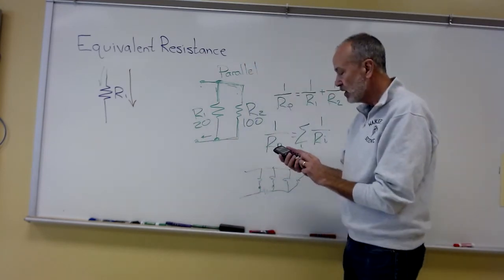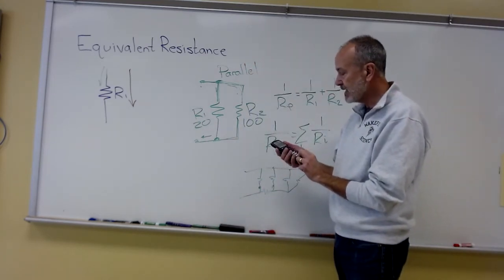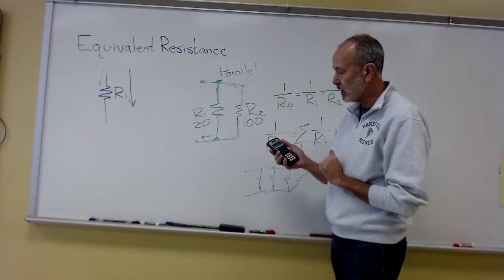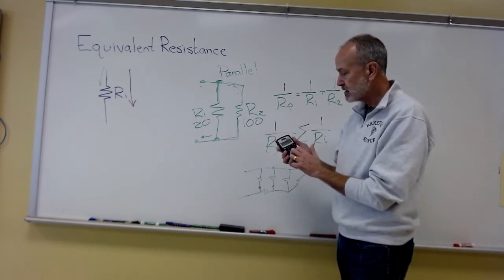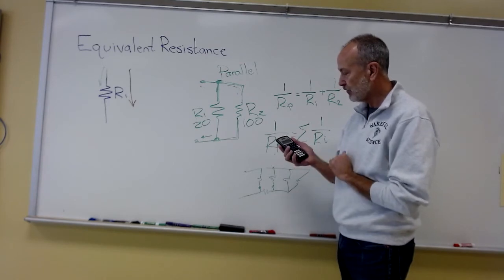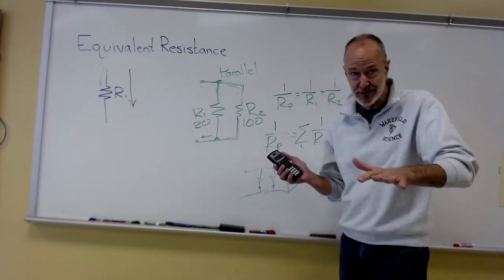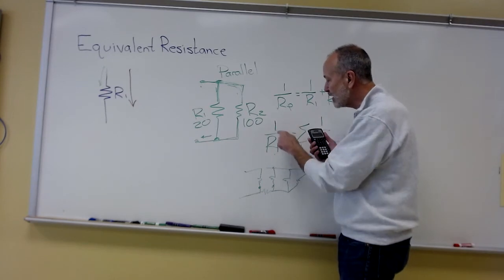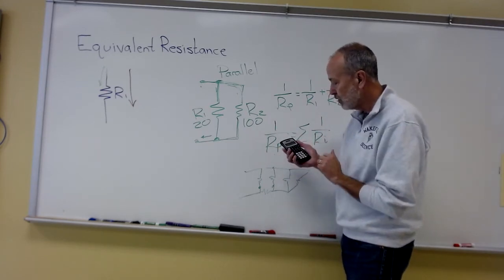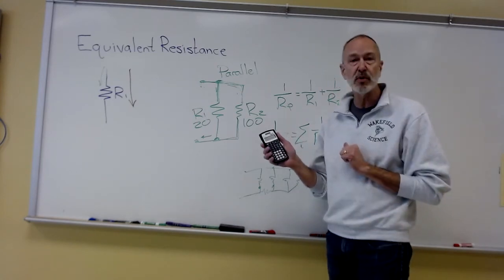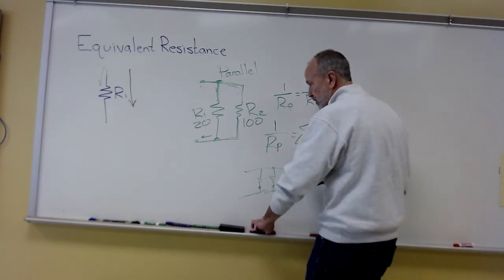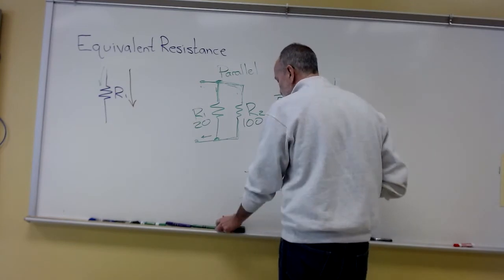If I just turn this on and go 20x to the minus 1 plus 100x to the minus 1 equals, I get 0.06. That's not the resistance. That's 1 over the resistance. So I go answer to the negative 1, and I get 16.66 is my equivalent resistance.